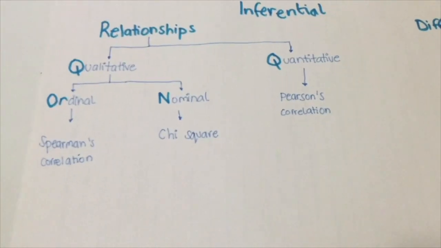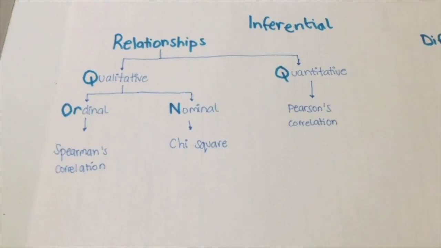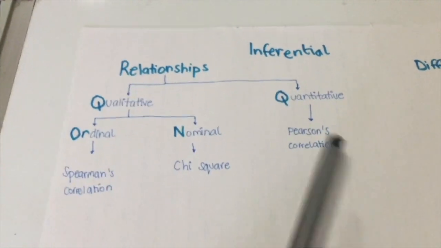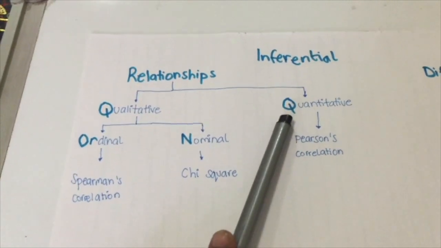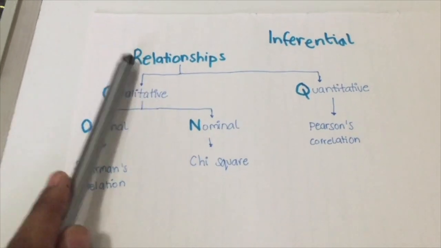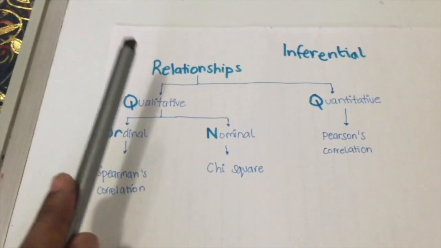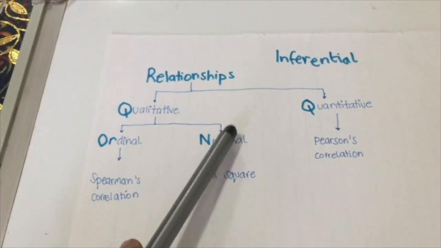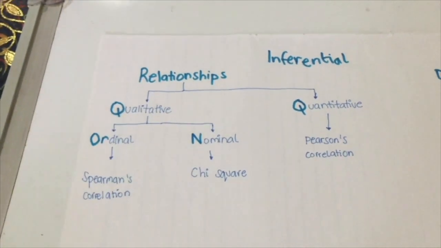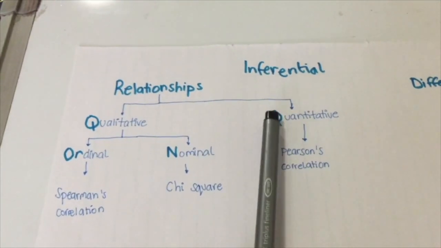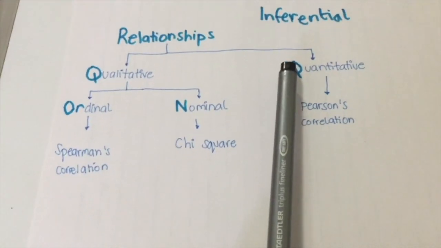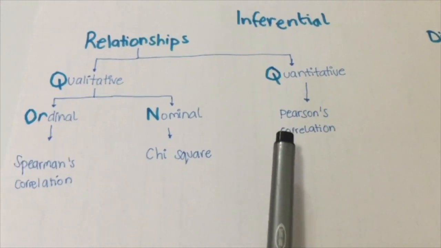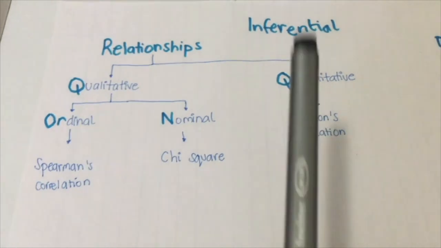So when it comes to relationships, again, we have to look at the types of the data. So we've got qualitative and quantitative again. So let's start with the quantitative. Remember, when it comes to relationships, the two things you're comparing to each other have to be the same type. So it's either both are quantitative, both are qualitative nominal, or both are qualitative ordinal. So if both are quantitative, so they're both numbers, for example, the age and the score on a test, we're going to be doing Pearson's correlation. So this is the test you're going to do, Pearson's correlation.